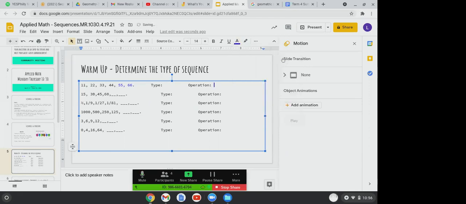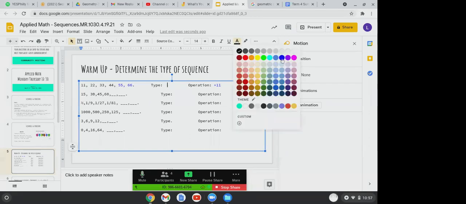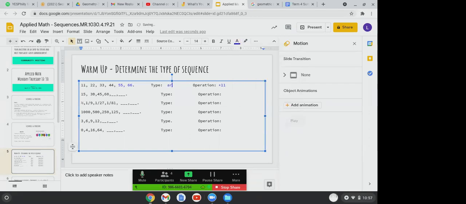Adding, right? Yep, exactly. And how much were you adding, darling? Was it 11? Yes, you were. So because you were adding, it's arithmetic. Yep, it is arithmetic because it is a constant adding of 11. Absolutely. All right, look at the next one.